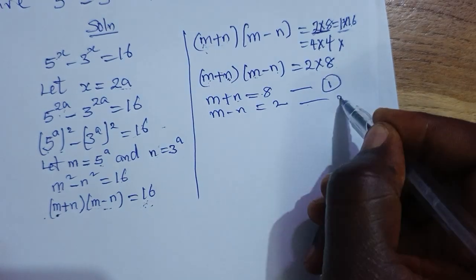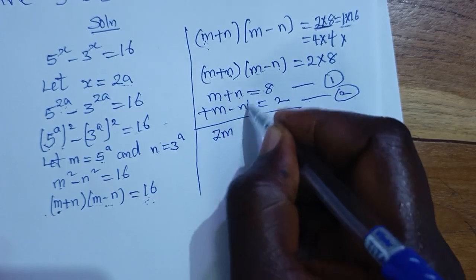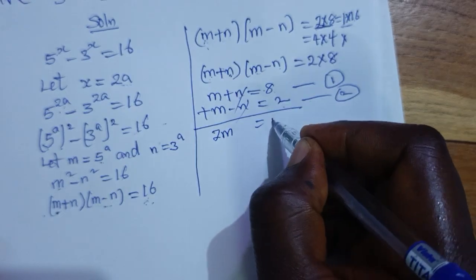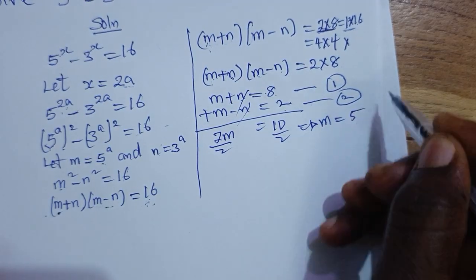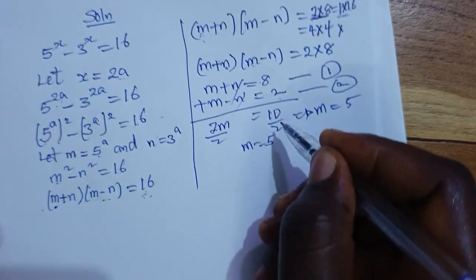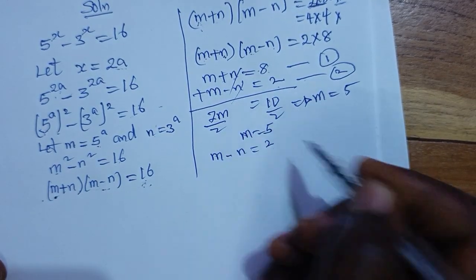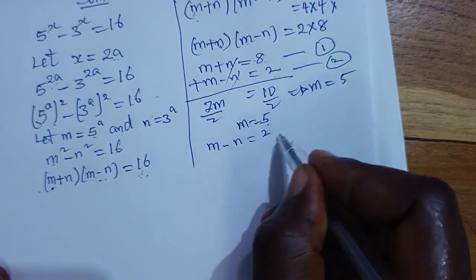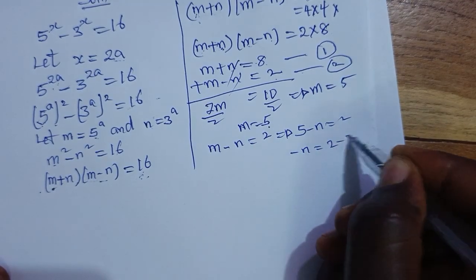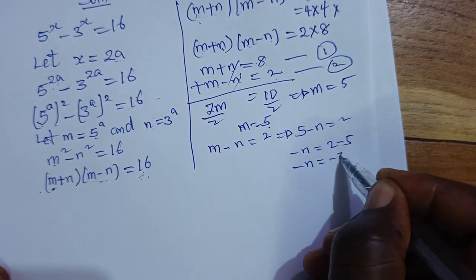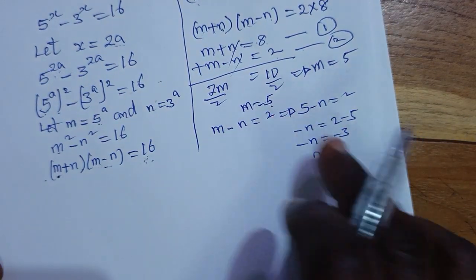Label this one as equation 1 and this one as equation 2. Now, adding together, m plus m will give us 2m, then n cancels n. 8 plus 2 will give us 10. Dividing through by 2, it implies that m equals 5. Now, solving for n, we have m minus n equals 2. So m is 5. Substitute 5, we have 5 minus n equals 2, which implies minus n equals 2 minus 5, which implies minus n equals minus 3, so n equals 3. Therefore, we have gotten m to be 5 and n to be 3.